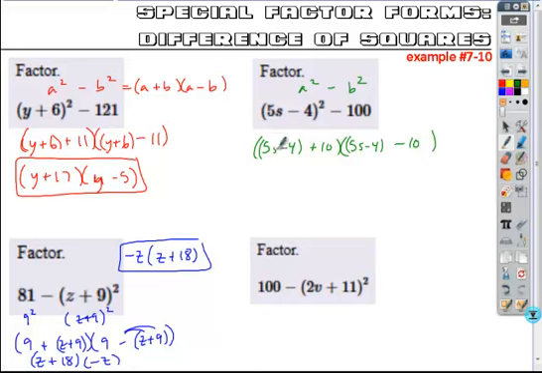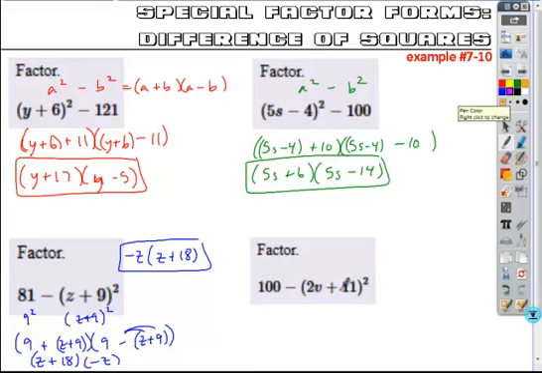And now we just combine our like terms here. So I have a 5s minus 4 plus 10 gives me plus 6. Here I have a 5s minus 4 minus 10 gives me minus 14. There's no common factors to remove from any of those terms or the binomials themselves. And so this would be my factored form. And again, make sure you remember to use the correct variable for these. Something like s is not the norm.